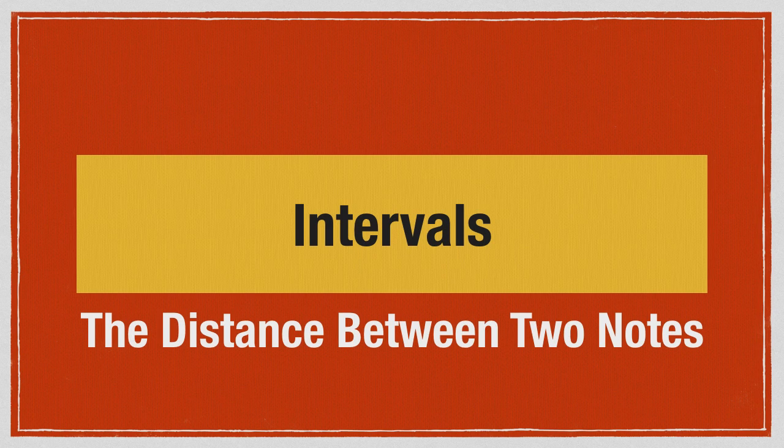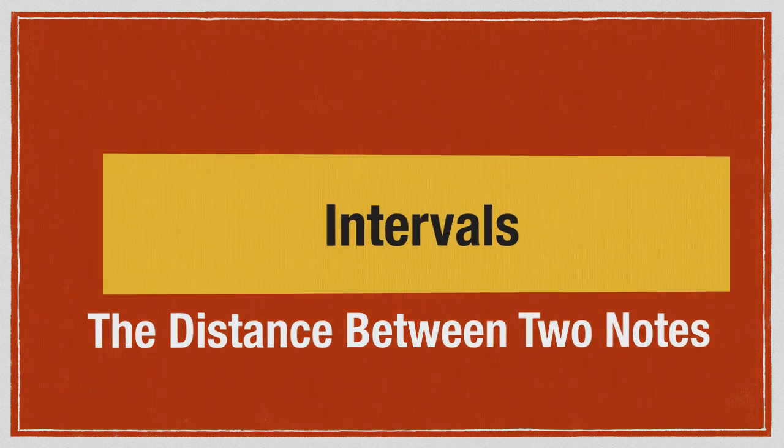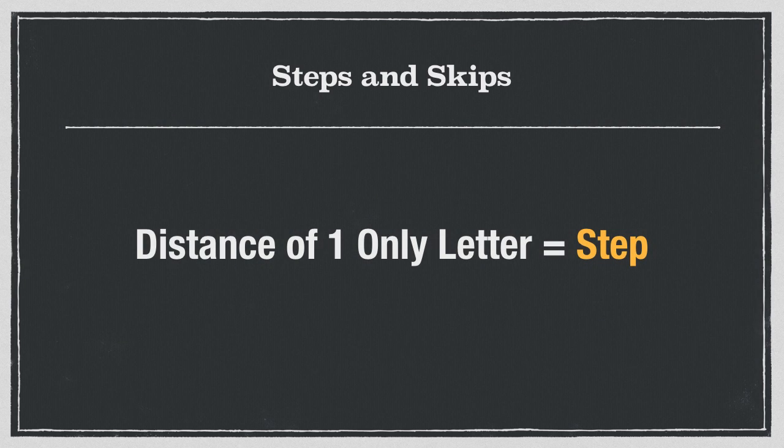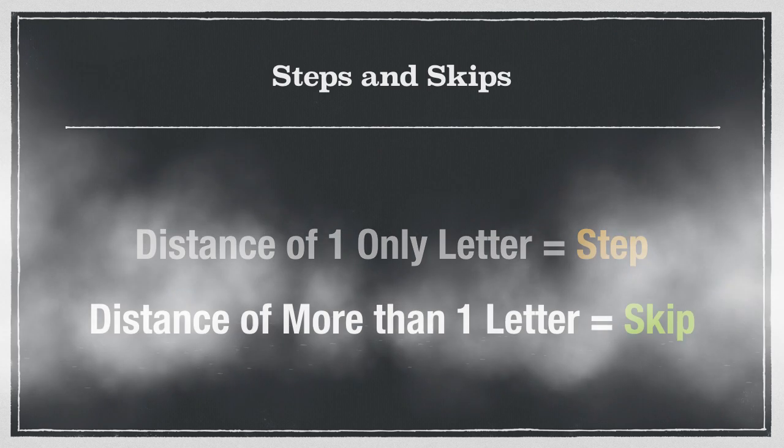The distance between two notes is called an interval. We need to be able to describe intervals in order to discuss scales, chords, and melodies. We will talk about steps and skips first. If the distance between two notes only moves by one letter of the musical alphabet, it is called a step. And if it moves by more than one letter, it's called a skip.